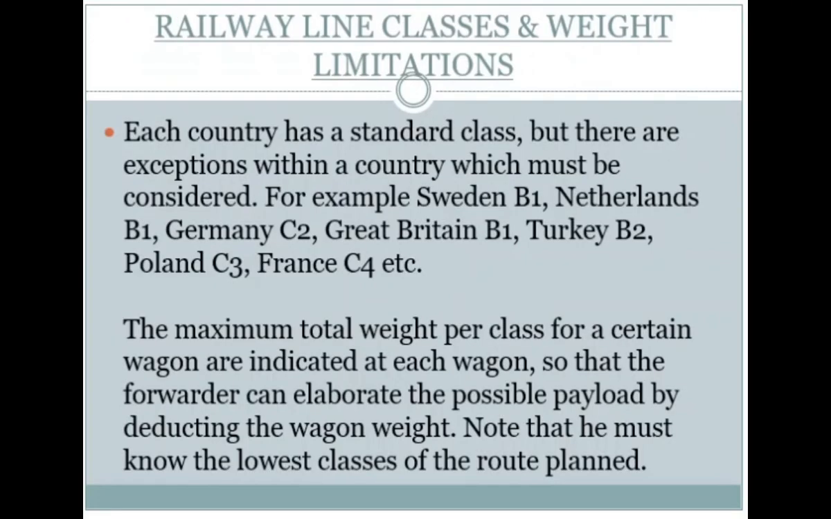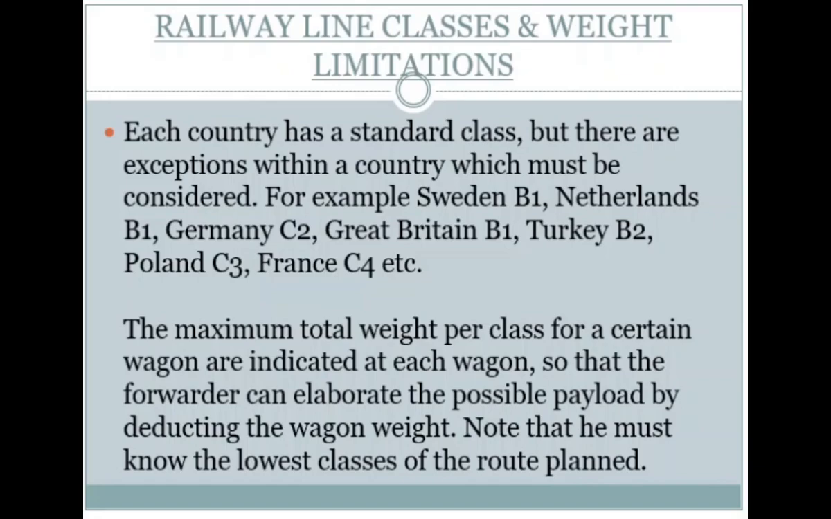Now, each country, just like Ghana, if we had our network working, has a standard class, but there are exceptions within countries which must be considered. For example, a rail line class in Sweden may be classified as B1, Netherlands may be B1, Germany C2, Great Britain B1, Turkey B2, Holland C3, France C4.